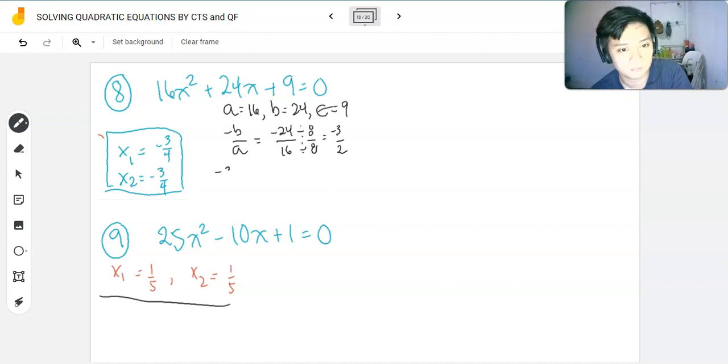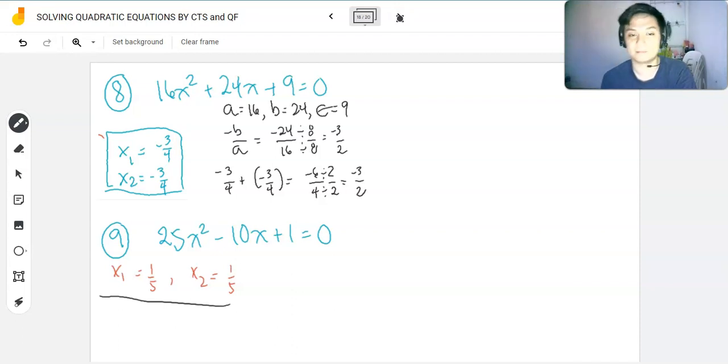So, ano ba ang negative 3/4 plus itself? So, we have, of course, negative 3 plus negative 3 is negative 6 over the common denominator na 4. And dividing this and this by 2 will give us the same answer na negative 3 halves.